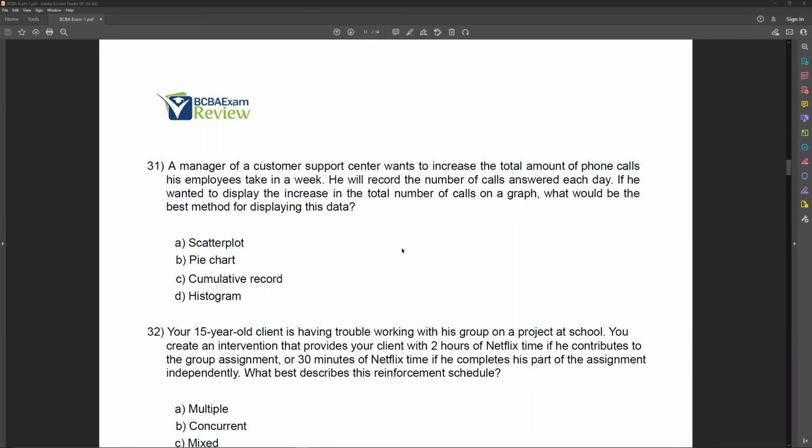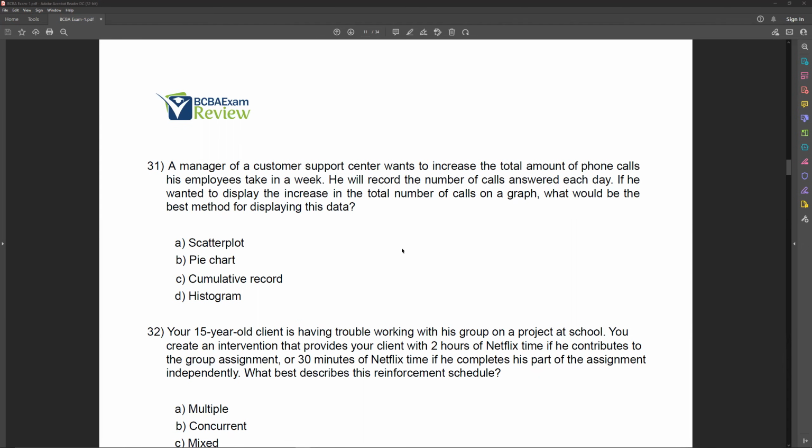We're on 31. A manager of a customer support center wants to increase the total amount of phone calls his employees take in a week. He will record the number of calls answered each day. If he wanted to display the increase in the total number of calls on a graph, what would be the best method for displaying this data?